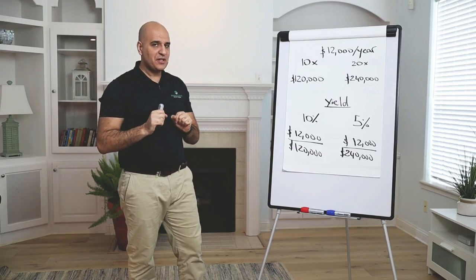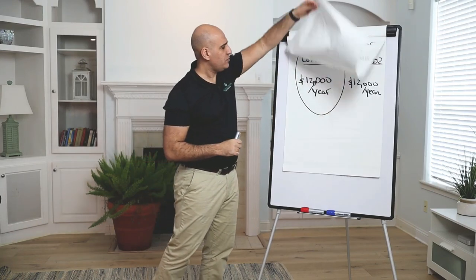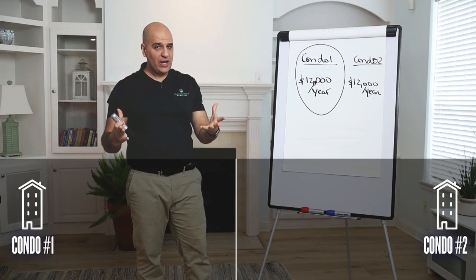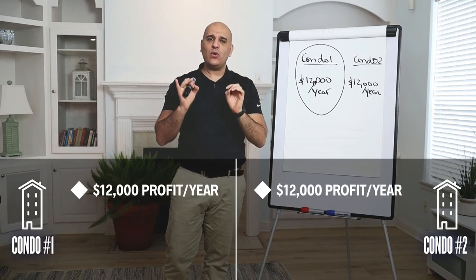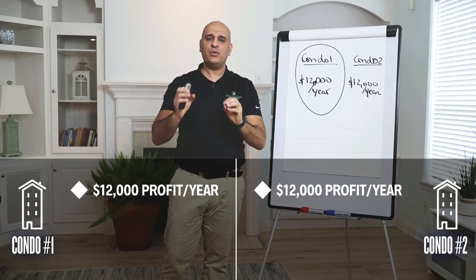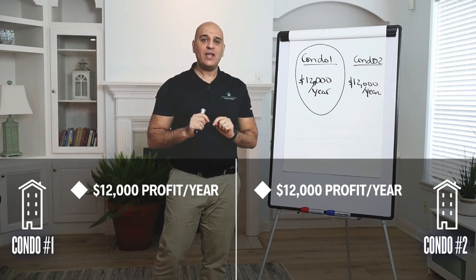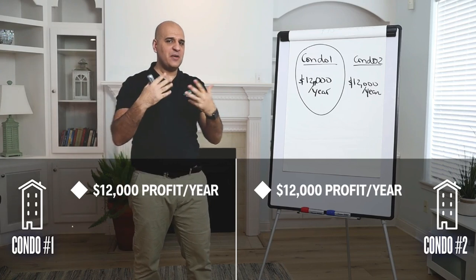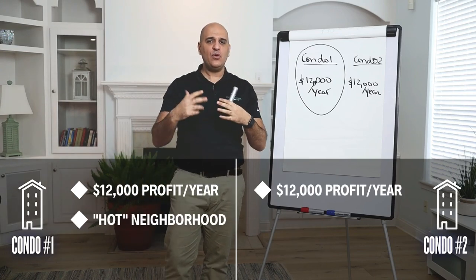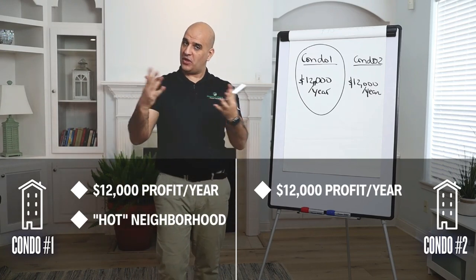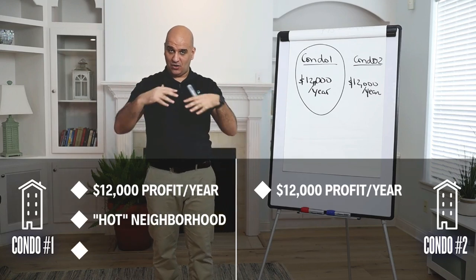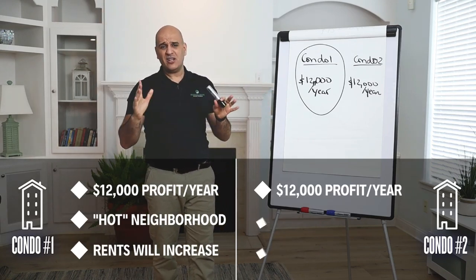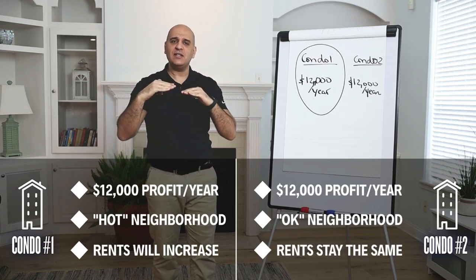Now, let's look at another example. Assume now we have two condos. Based on our estimates, they both make $12,000 profits per year. However, there is a big difference. Condo number one is in a very popular neighborhood, a neighborhood with a lot of demand. So we think that the prices of rent will go higher. Condo number two, not so much. The rent will stay the same.